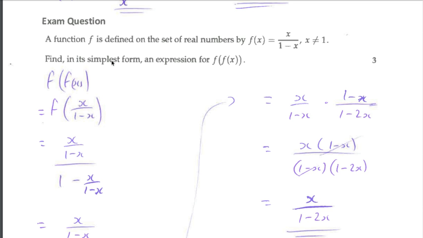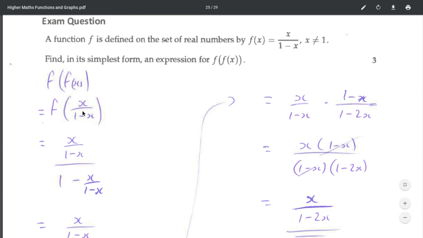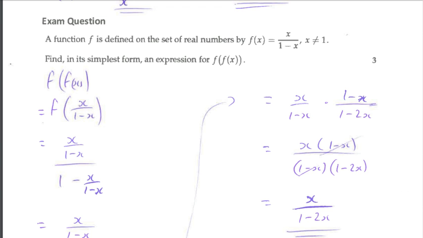Find, in its simplest form, an expression for f of f of x. So how do we find f of f of x? Well, we'd write f of f of x, and then we replace the inner f of x with whatever it is, which is x over 1 minus x. In a 3-mark exam question like this, our first mark would be given for doing that, so 1 out of 3. What have we done? We've substituted in. For those of you that like to shortcut your working, make sure you do it, for goodness sake.